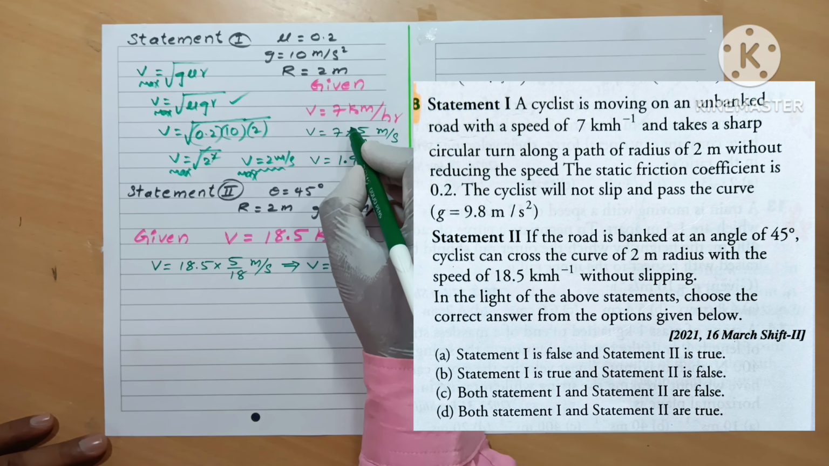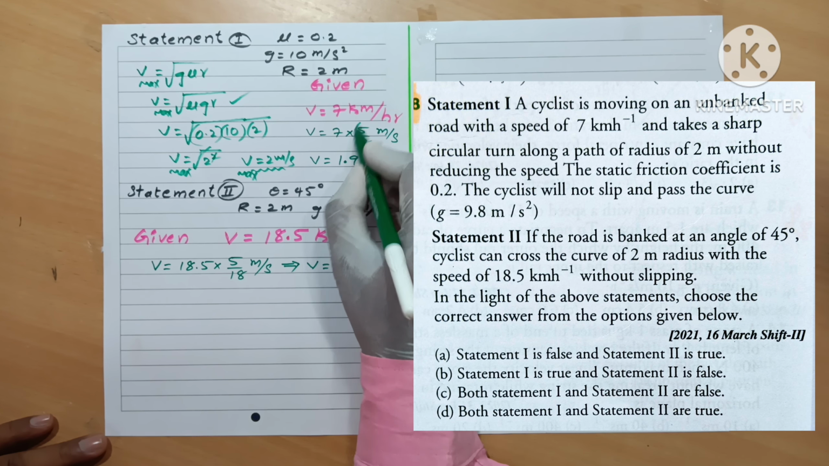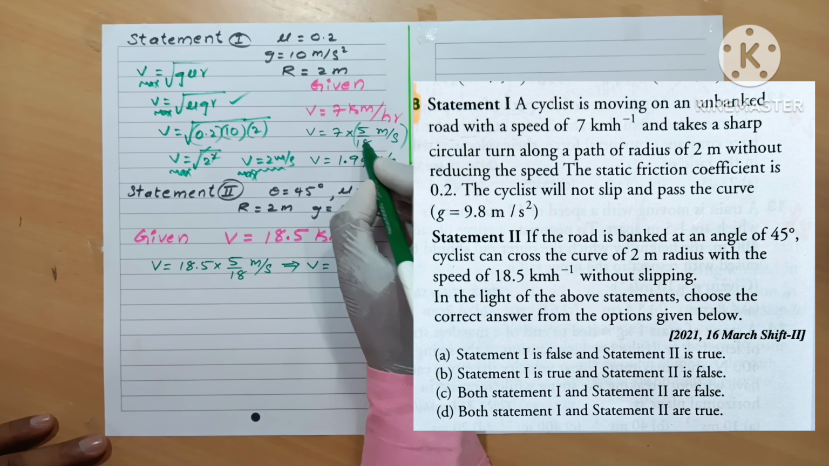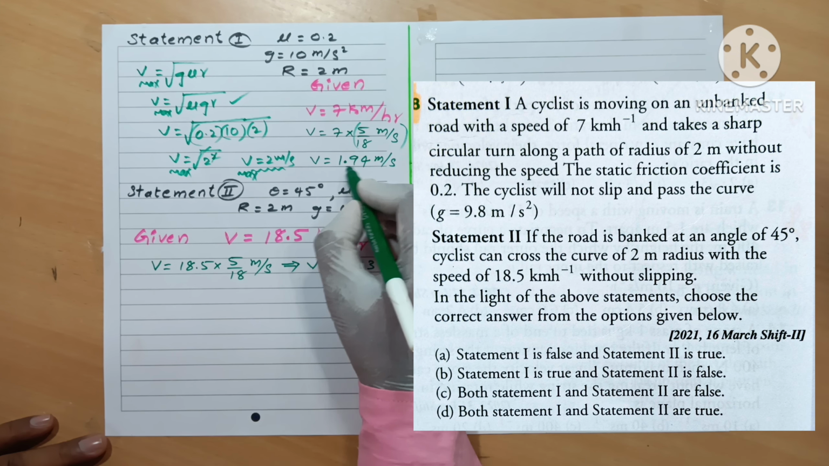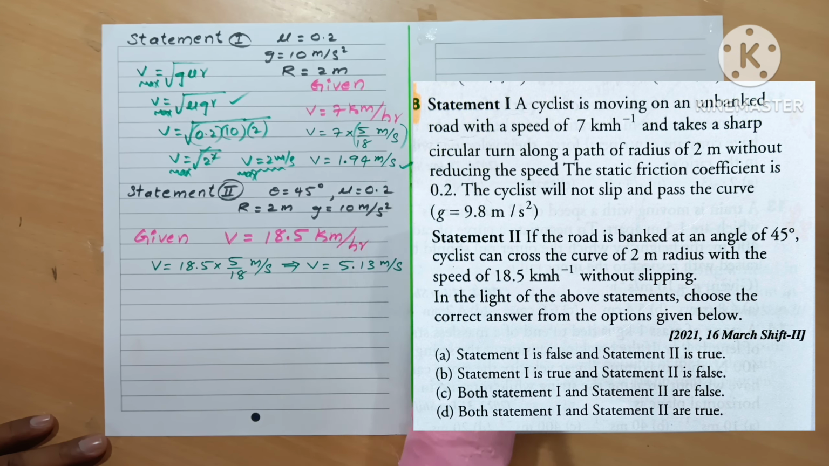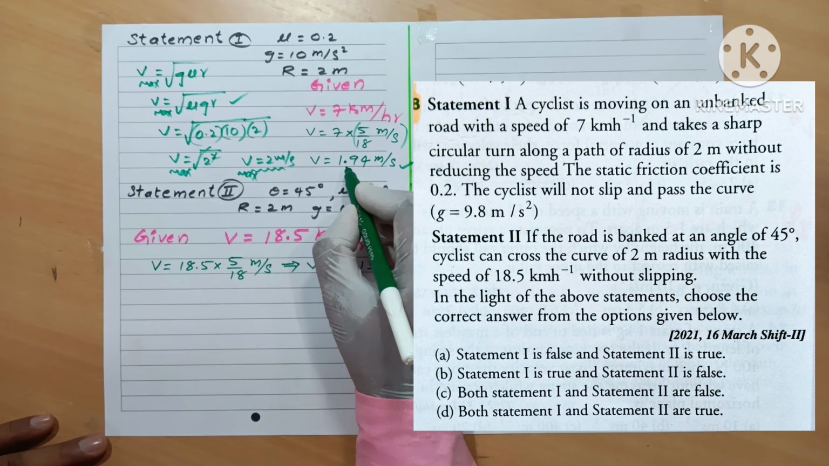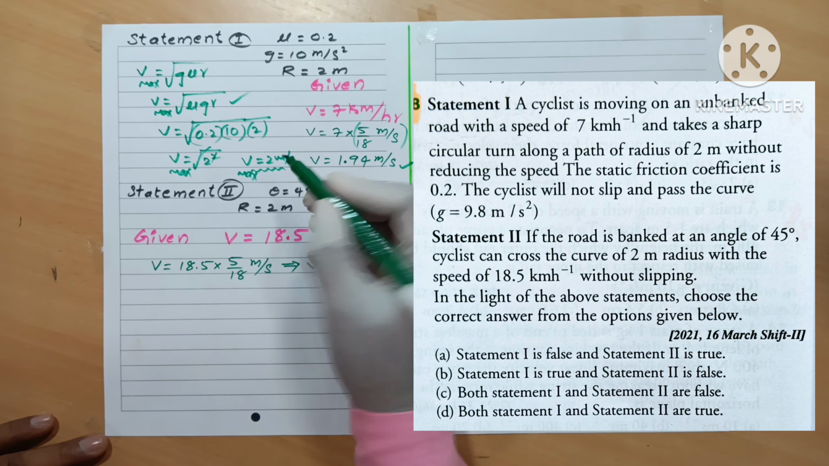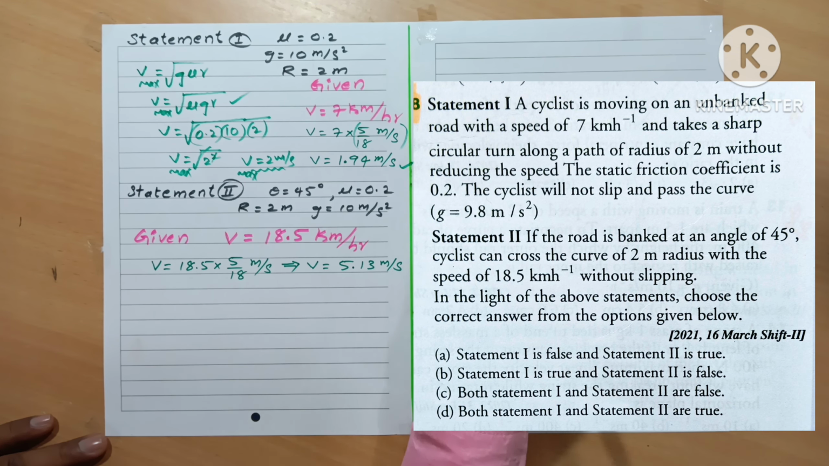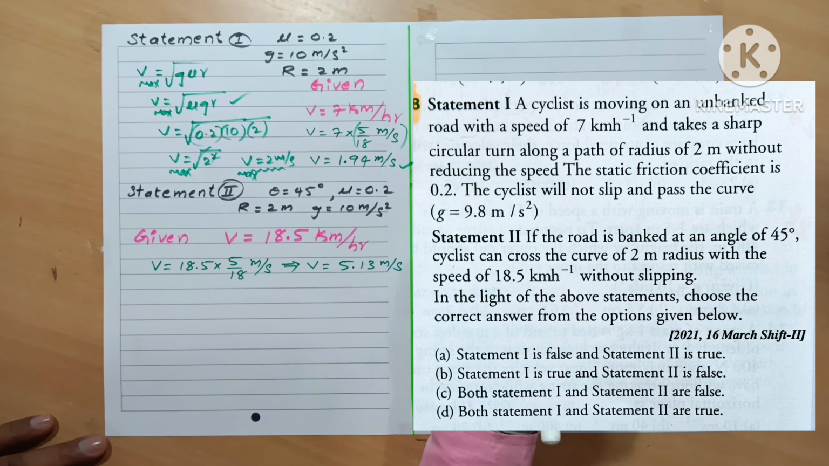But according to the question, the cyclist is moving with a speed of 7 km per hour. 1 km per hour is equal to 5 by 18 meters per second. So after solving we will get 1.94 meters per second. So the person is safe cycling on the circular road, because the speed of the person is 1.94 meters per second, but the maximum speed is 2 meters per second. So 1.94 is less than 2 meters per second, student.